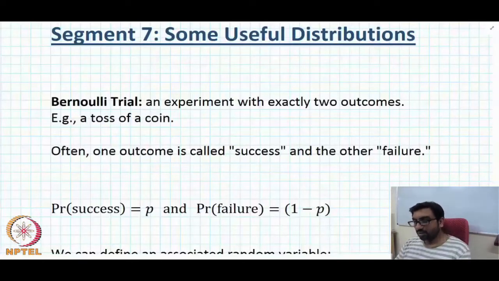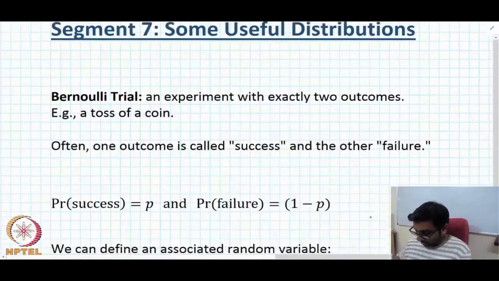In the context of Bernoulli trials, we normally talk about one of the outcomes as being a success and the other one being a failure. And these Bernoulli trials are often used to model such success-failure situations. And the normal notation is that the probability of success is denoted P, and the probability of failure is denoted 1 minus P.